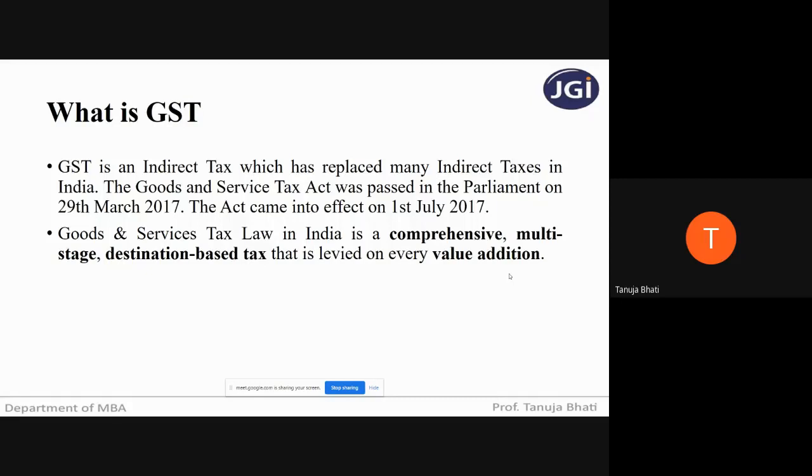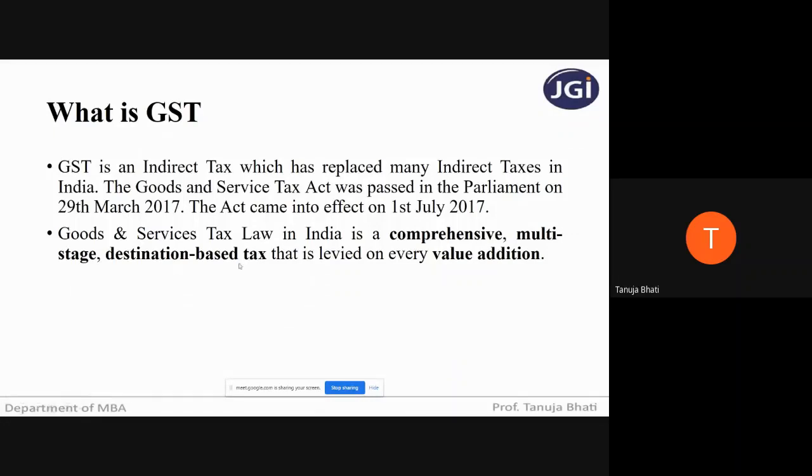That particular commodity is again passed on to the wholesaler. The wholesaler will again mark up his profit margin. So there is a value addition. Then the wholesaler will sell it to the retailer and the retailer to the final consumer. So GST is levied. It is called multi-stage levy on every value addition that is being made.